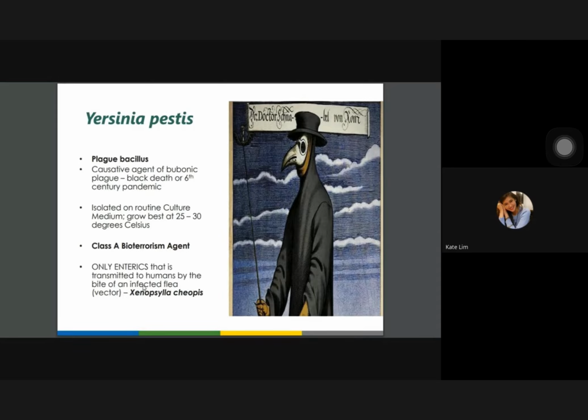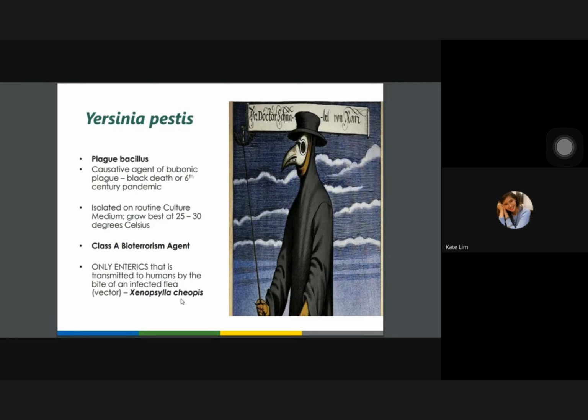This is the only enteric that is transmitted to humans by a vector, and that vector is your infected flea. So that vector right here is your Xenopsylla cheopis. If you remember, we have one parasite that is also related to Xenopsylla cheopis; if you remember that one, that would be your assignment of what parasite it is. So again, your Yersinia pestis, since it's a pestis, is transmitted through a pest or an infected flea. So again, it is the only enteric that is transmitted through a vector.